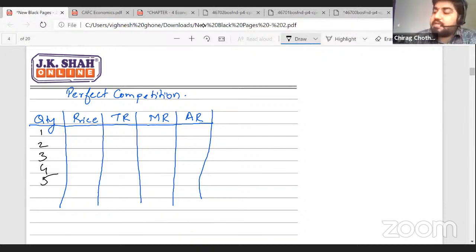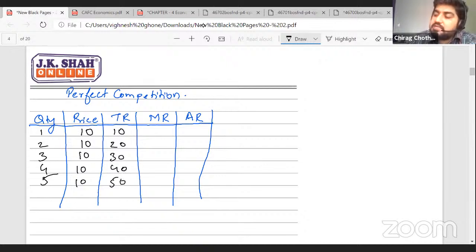All right. Now price they have given as 10. Only one price is given, nothing else is given. Now if you are expected to solve this entire table, would you be able to do that on your own? It's simple, yes or no. Why? Because on the top, see, it is perfect competition. In case of perfect competition, the price remains constant. So price will be 10, 10, 10, 10, and 10. In case of TR, it is the price into quantity. So 10 into 1, it will be 10. 10 into 2, 20, 30, 40, and 50.